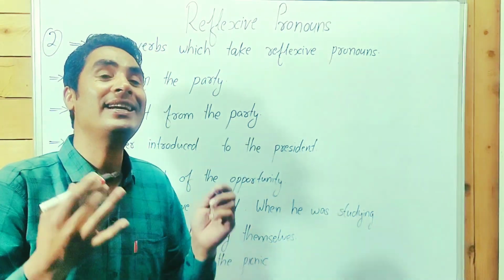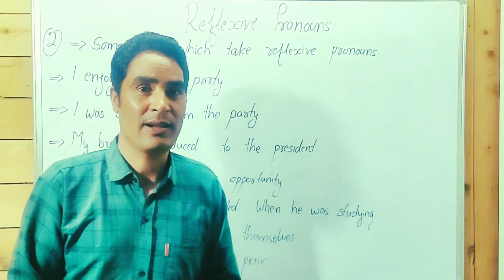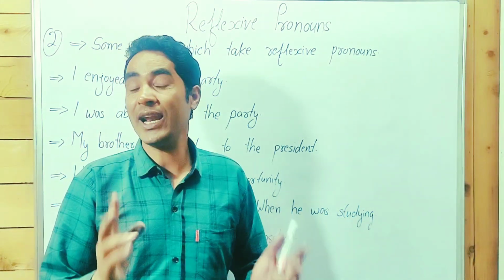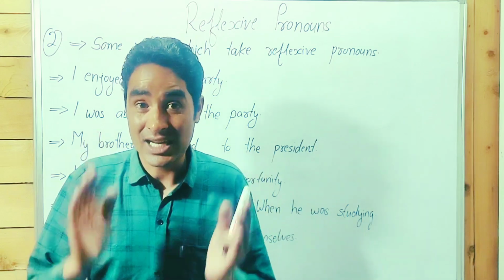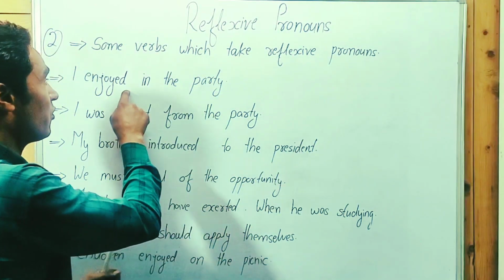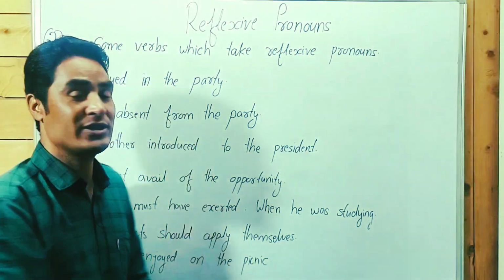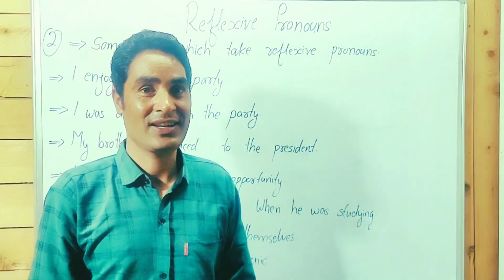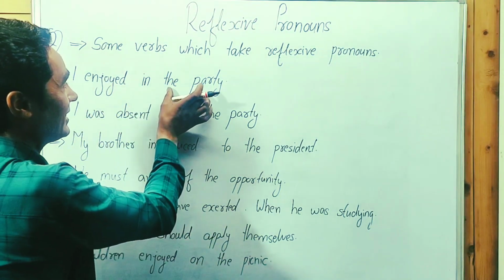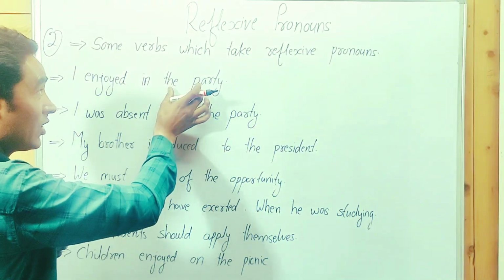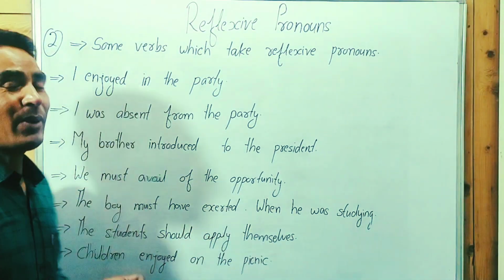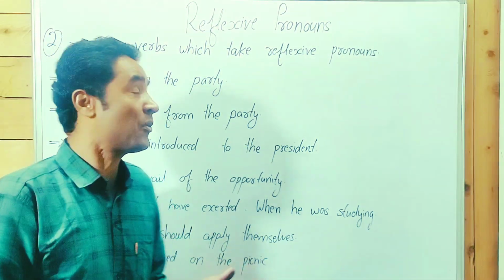If you are thinking I need an object, guys, point to be noted, there are only two parts of speech that take an object. First, after a verb we use an object, and after a preposition we use an object. So here enjoy is a verb, and "in" is a preposition, and after that comes the object of the preposition in. "I enjoyed in the party." This is an incomplete sentence.